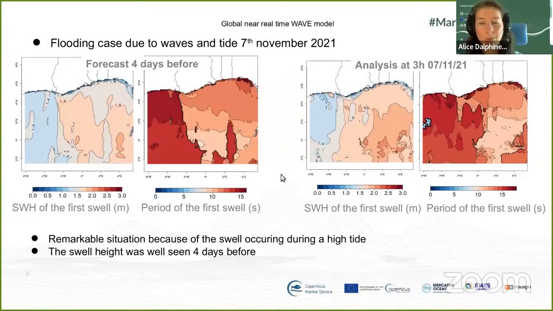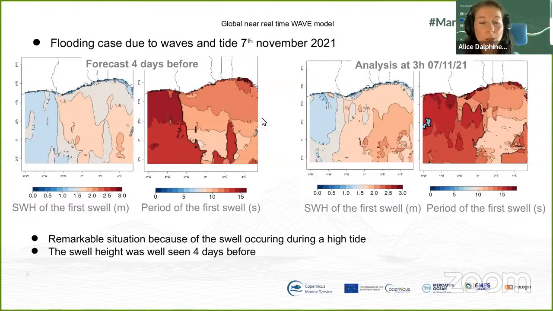At the right here, you have the reference, what we have of the best, that is to say the analysis. It's the model output just after the event, when we have all the observations available that have been assimilated in the model. So it's our reference. You have here the wave height of the swell, and at the right here, the period of the swell.